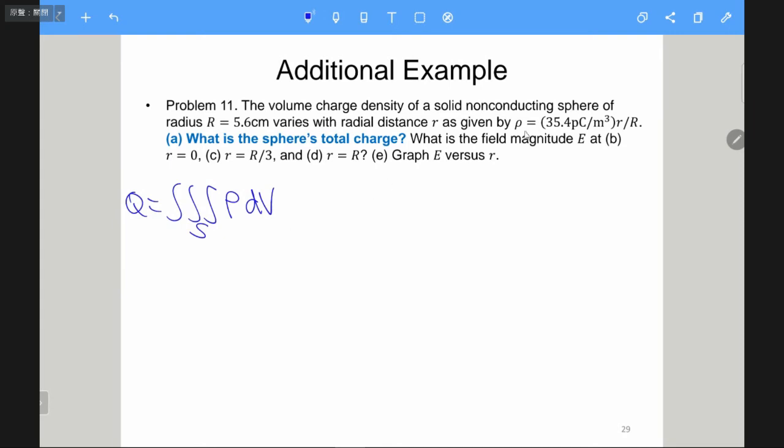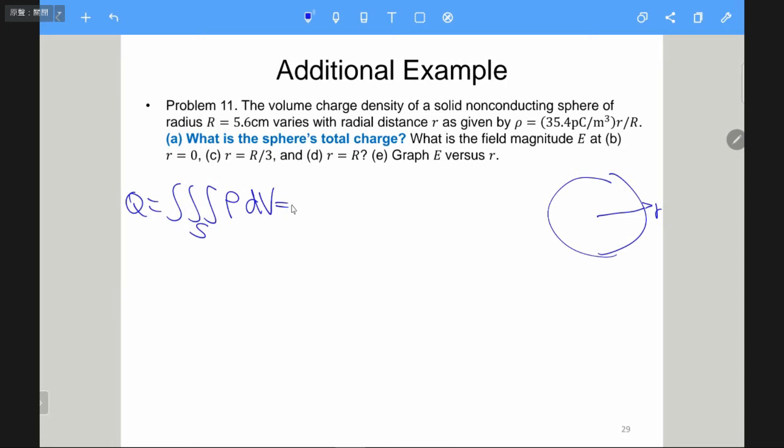Yeah. So actually, suppose we have a sphere. The charge density is related to r. This is the r axis. So which means that it is increasing. If r is larger, the charge density is larger, which means that there is no charge at the center, and it starts to increase. And on the surface, the charge density is maximized.